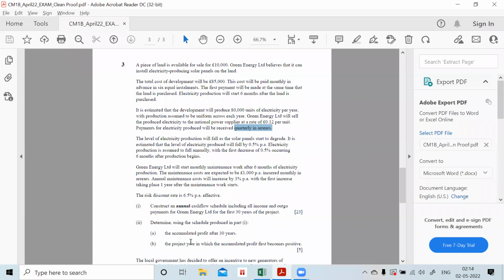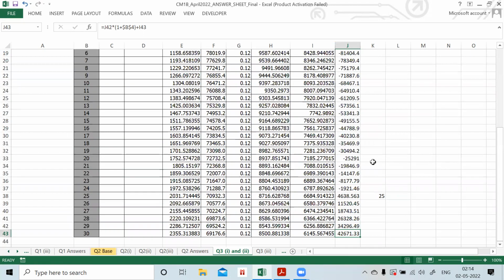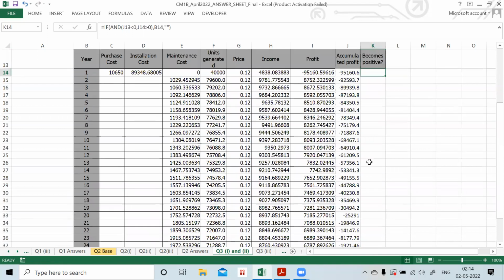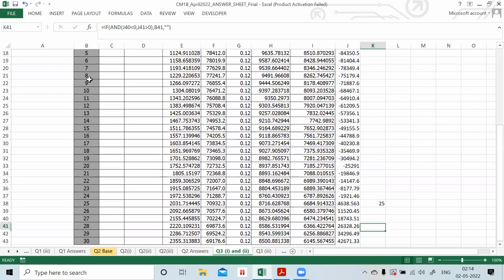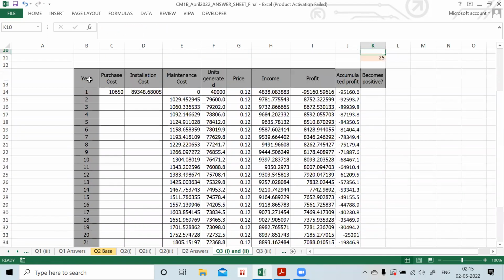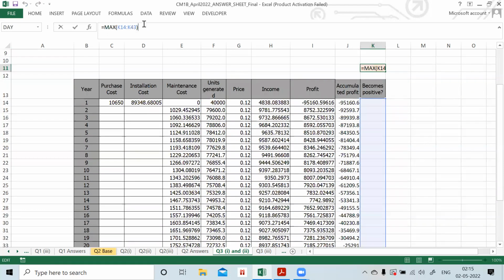And then, when does the accumulated profit first become positive? I made one column over here. If I see the first value J13 is less than 0 or J14 is greater than 0, we take up the time. Otherwise, it will remain blank. So we get a time, and we take the maximum of this entire column. So the first time the accumulated profit becomes positive is at time 25, that is at the end of 25 years.